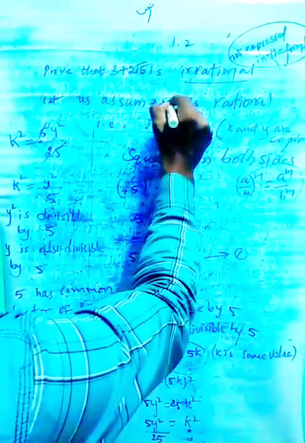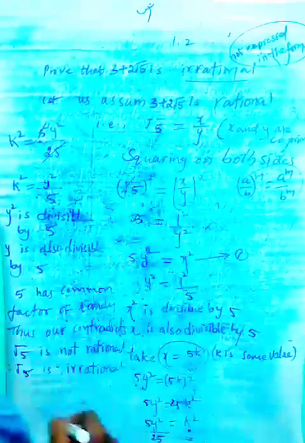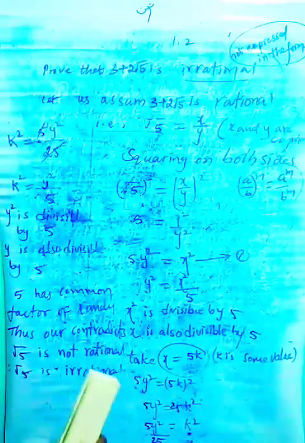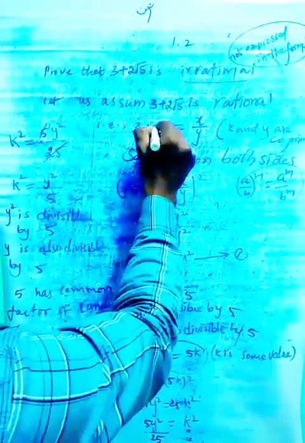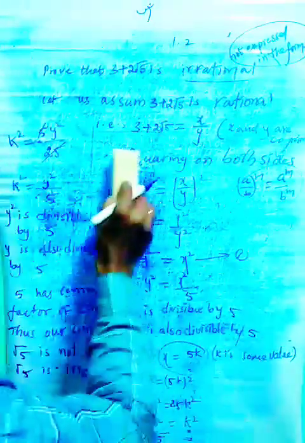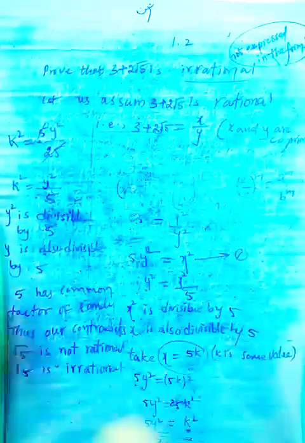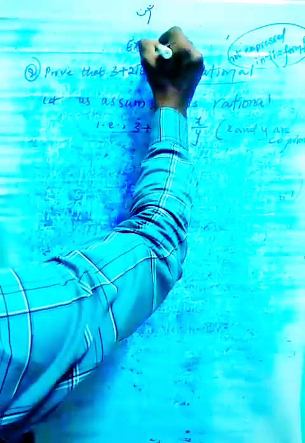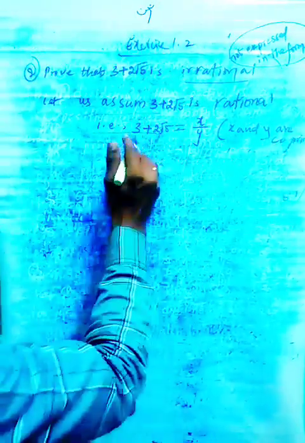3 plus 2 root 5 is irrational. Let us assume 3 plus 2 root 5 is a rational number. This is question number 2 in exercise 1.2. So 3 plus 2 root 5 is equal to x by y.